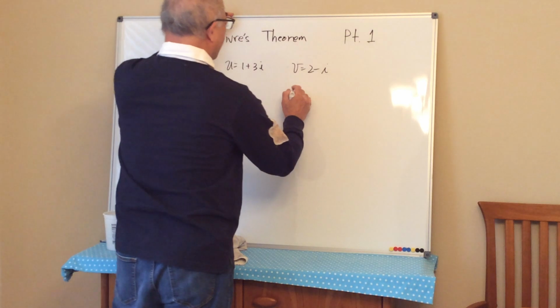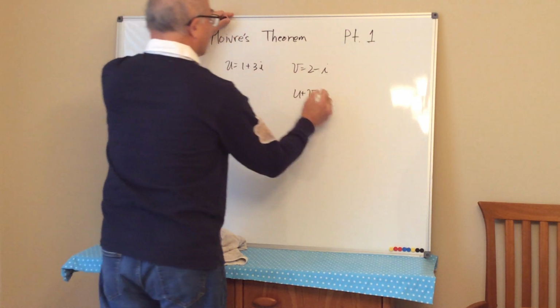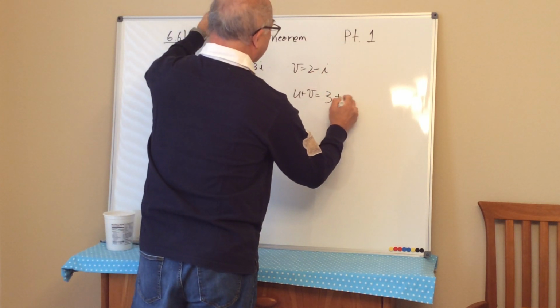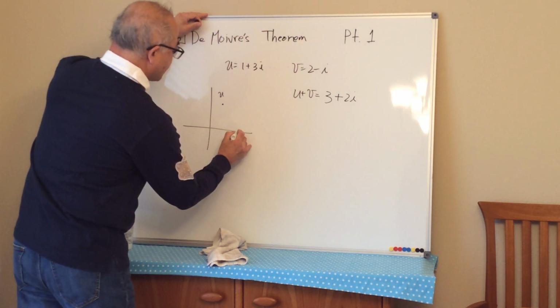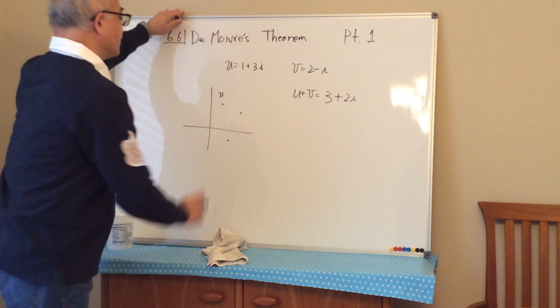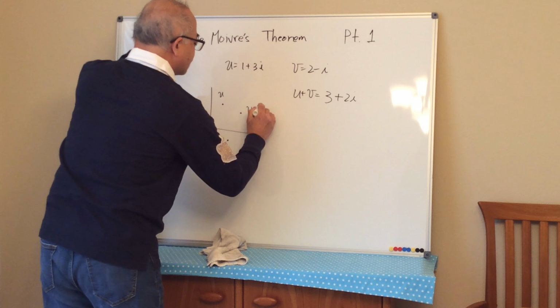Well, if I add them together, what do I get? u plus v is equal to, nothing more, we add the real together, and then we add the imaginary together, and we get that. So if I plot that, I get 3, 2, right there. So this would be v, and this here would be u plus v, correct?